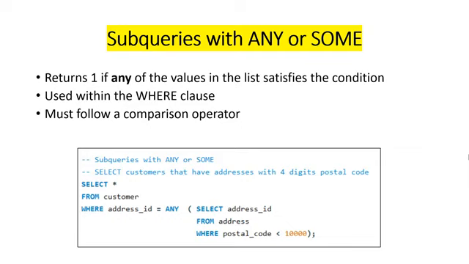Then we select all the names of the customers with this ID. The subquery will select for us all the postal codes with 4 digits. Then we use this list to select all the customers that have these addresses.